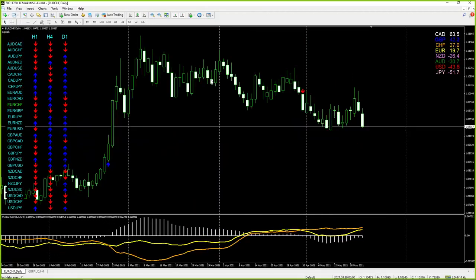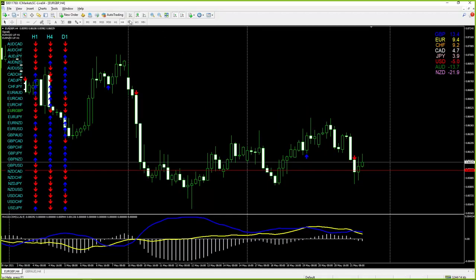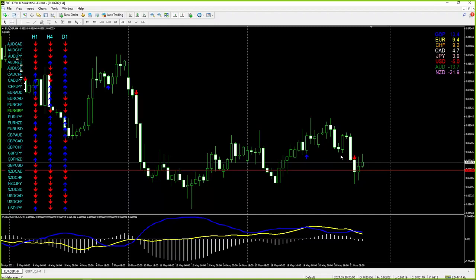On EUR CHF, the general trend is a sell on D1 time frame. Now let's go to H4. It was a buy. So the signals have opposite directions, so we can't take any trades on EUR CHF. On EUR GBP, the general trend on D1 time frame was sell a few days ago, around last week. On H4, it was mostly buy, so there is no signal on EUR GBP too. It only became sell a few hours before the market closed.